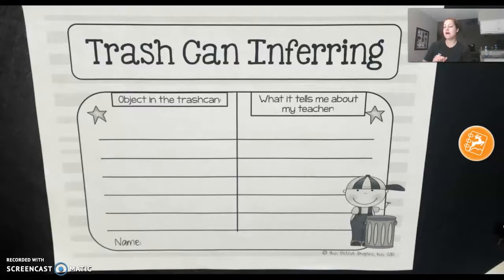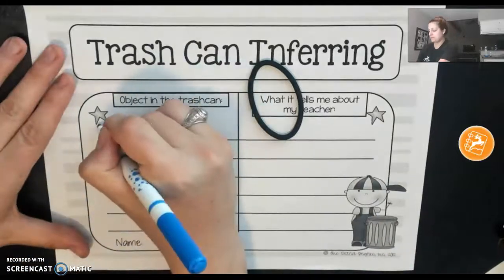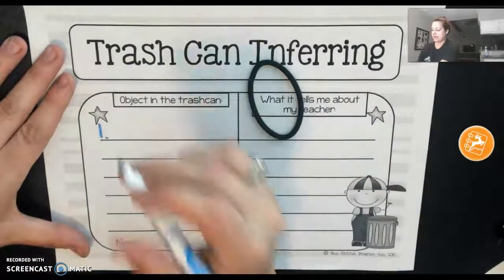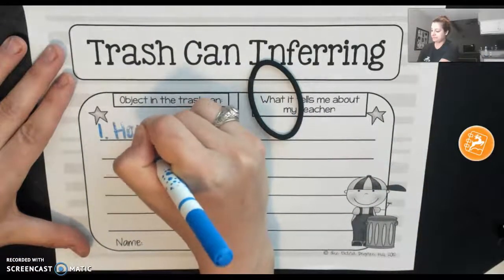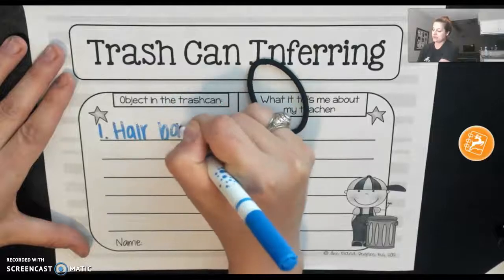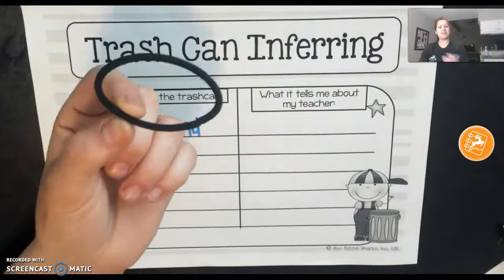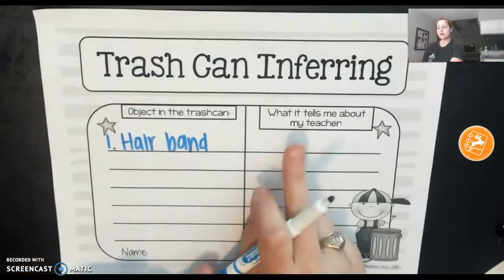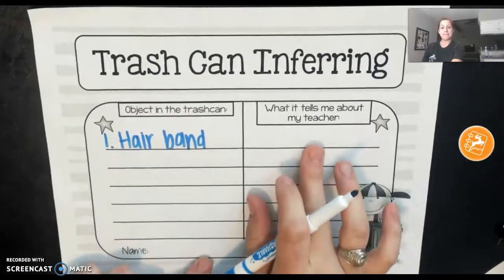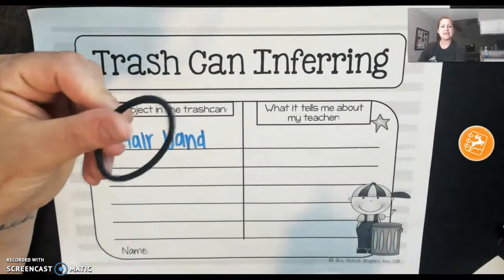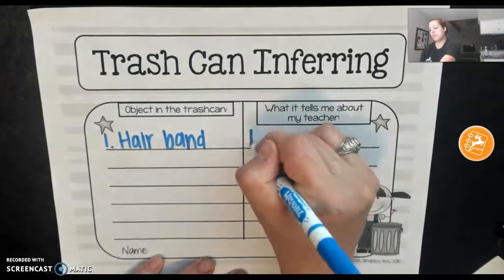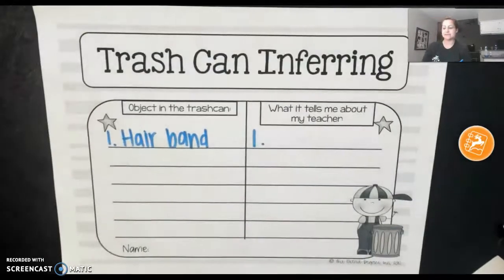So the first object is a hairband. One is a hairband. So I want you thinking, what do you know about hairbands? What do you know about me? And what does that tell you about me? Why is this hairband in my trash can? Why do I have a hairband?